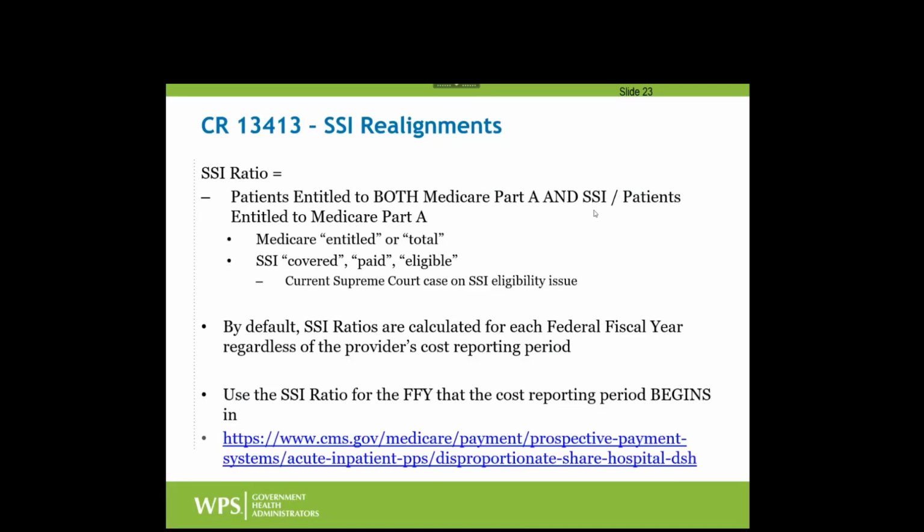If you look at the definition of it, the numerator of the SSI ratio is going to be the number of days related, and again, I shouldn't use the word entitled there right now, but they have to be entitled to Medicare Part A and covered or paid by SSI, Supplemental Security Income, those benefits. So they have to be both. And that's divided by just the patients entitled to Medicare Part A. So as you'll notice here, the issue is, again, Medicare entitlement, but I just said SSI coverage or payment.